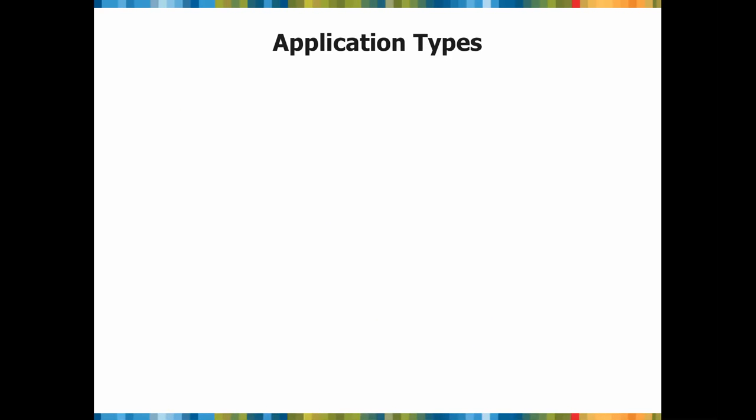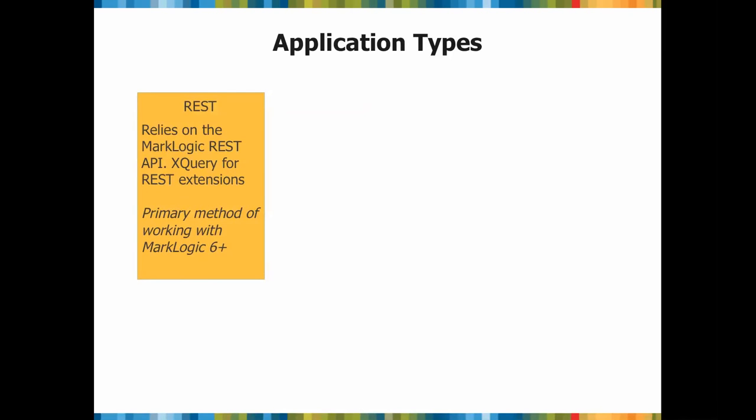Okay, so there are three different kinds of applications you can use Roxy to build. The first type is a REST application, and this relies on the MarkLogic REST API. We use XQuery here to extend the REST API. Those are referred to as service extensions in the MarkLogic documentation. And this is really the primary way that we're intended to work with MarkLogic as of version 6.